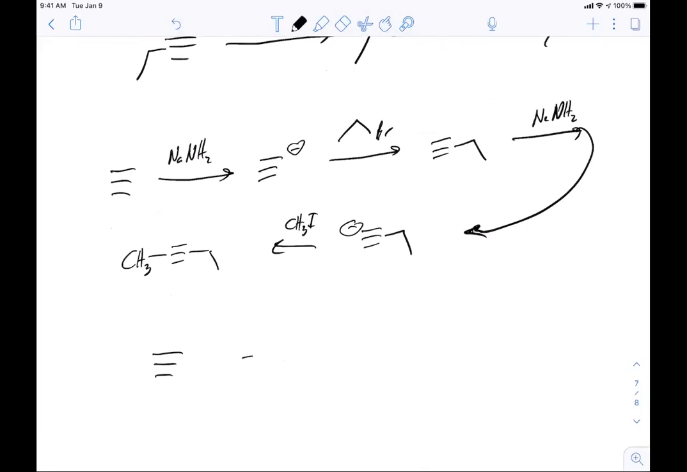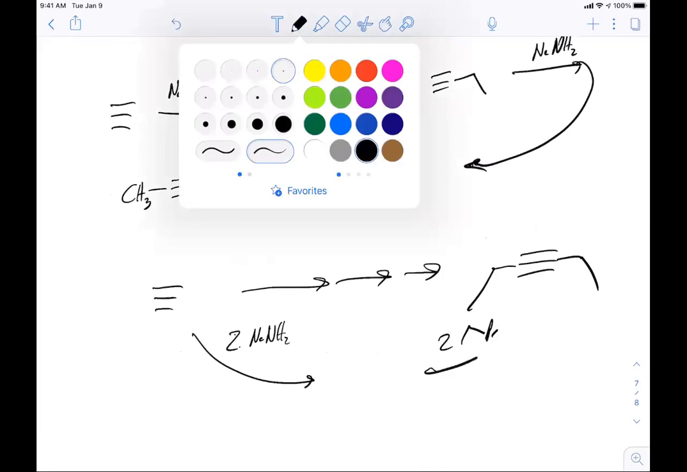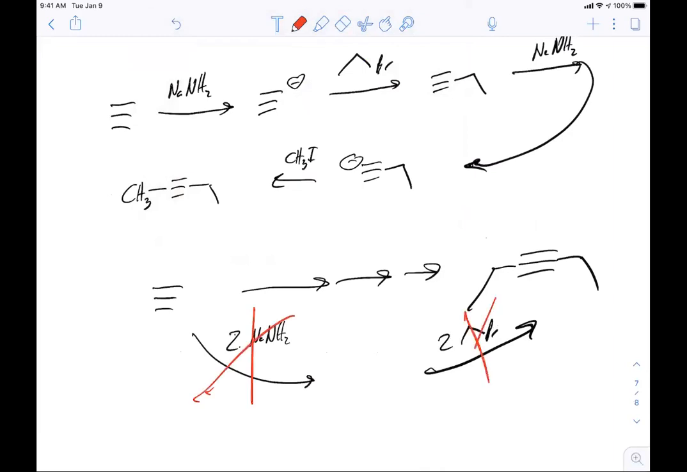If you wanted to go from this to this, one of the things you'll see students do is they'll just say, well, I need 2 equivalents of sodium amide followed by 2 equivalents of the bromide, right? Okay, this doesn't work. It's a common thing you'll see in these problems: you'll try and just do 2 equivalents of the base and then add 2 equivalents of the electrophile.